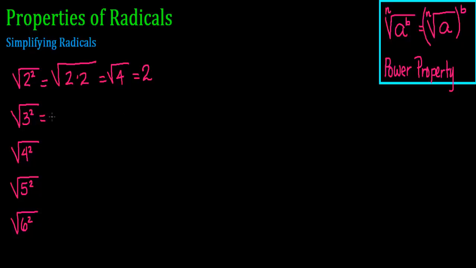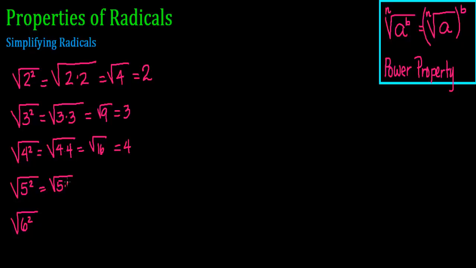Square root of 3 squared, same thing. That means 3 times 3, which is the square root of 9, which is equal to 3. Square root of 4 squared, that means 4 times 4, which is the square root of 16, which is equal to 4. The square root of 5 squared is the square root of 5 times 5, which is the same thing as the square root of 25, which is a perfect square, which is equal to 5.